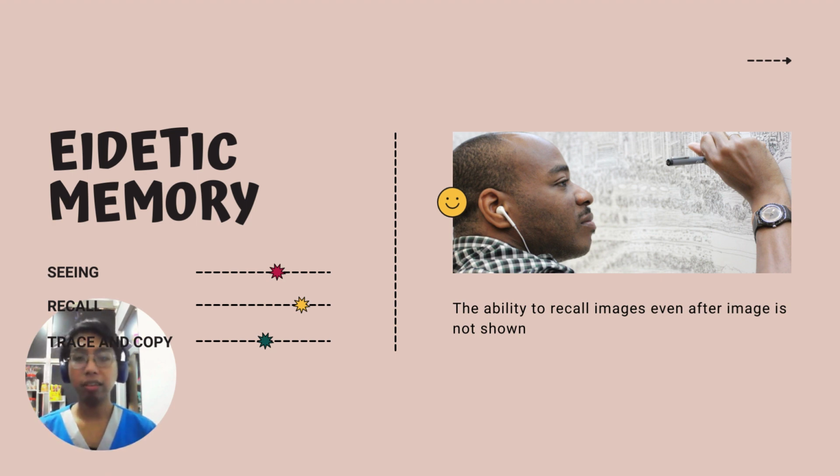So three things, which are seeing, recalling, and also to trace and copy. Most people think that eidetic memory is to just recall images even after the image is not shown. For example, if I show you a picture of fruits and then I hide it, can you recall back what you have seen?